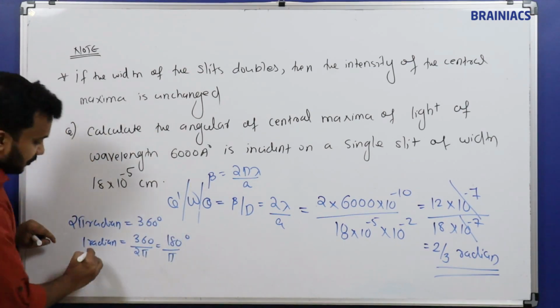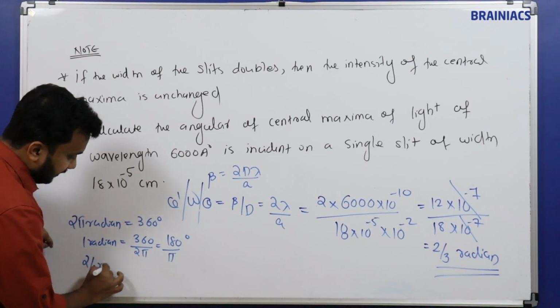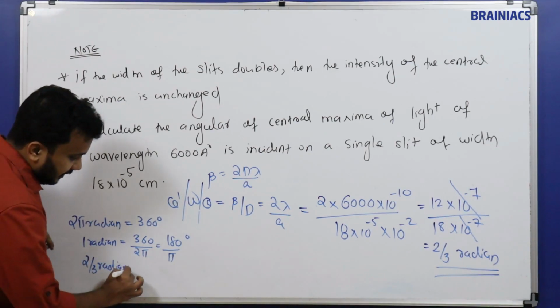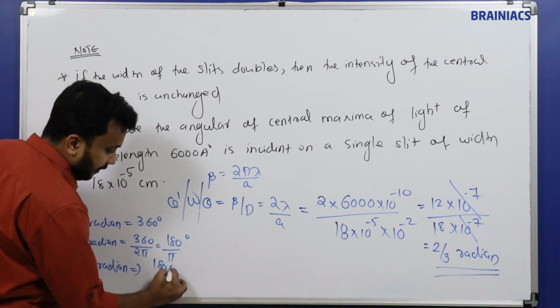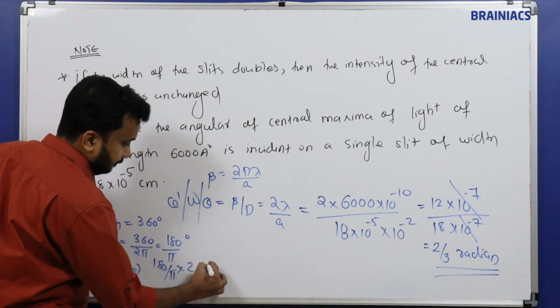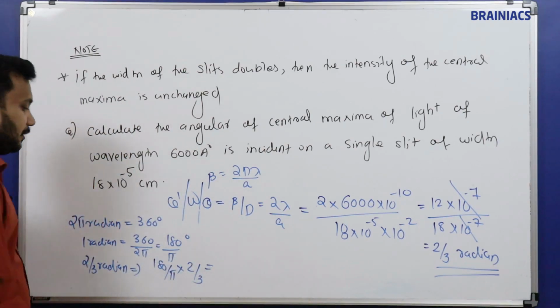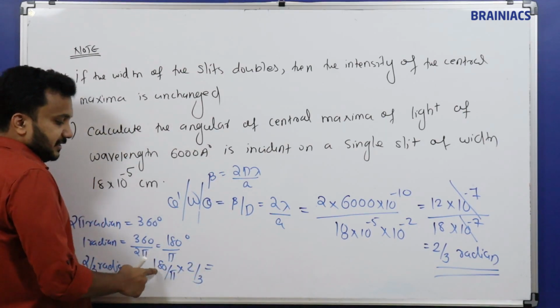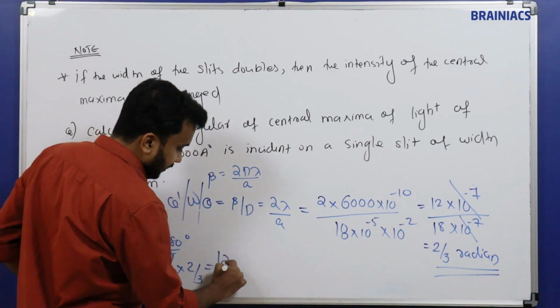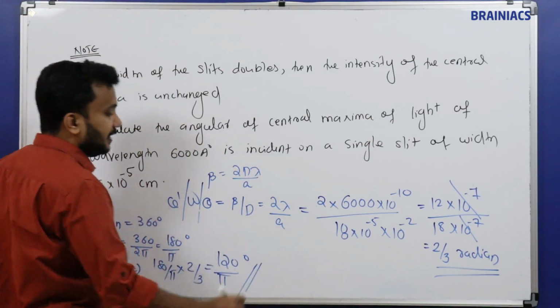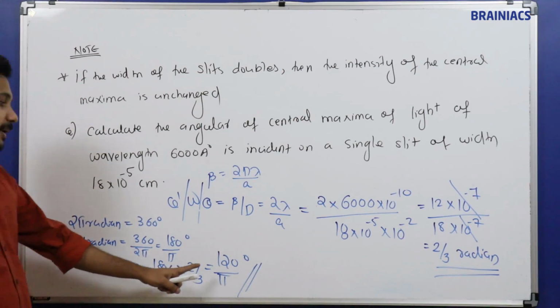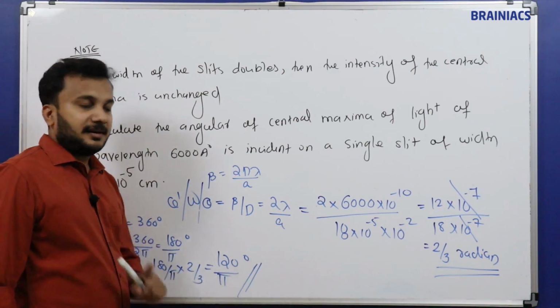So how much radian do we have? We have 2 by 3 radian. So the corresponding angle is 180 by pi into 2 by 3. So how much will come? 3 into 60 is 180, so 60 into 2 is 120. So 120 divided by pi degree. This is the answer. 120 divided by pi degree is the correct answer.